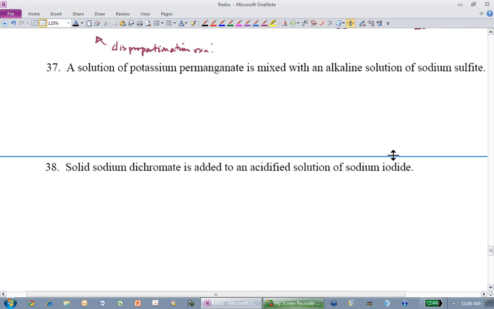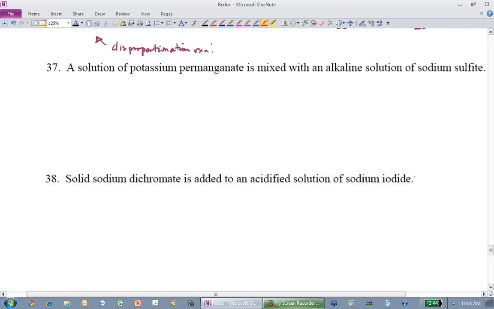Here we go with permanganate again. Told you there were some things you're just going to get a little tired of. So let's go with this permanganate yet again. Solution of potassium permanganate mixed with an alkaline solution of sodium sulfite. So my sulfite is going to go to sulfate. My permanganate is going to go to Mn2+, make the rest work.